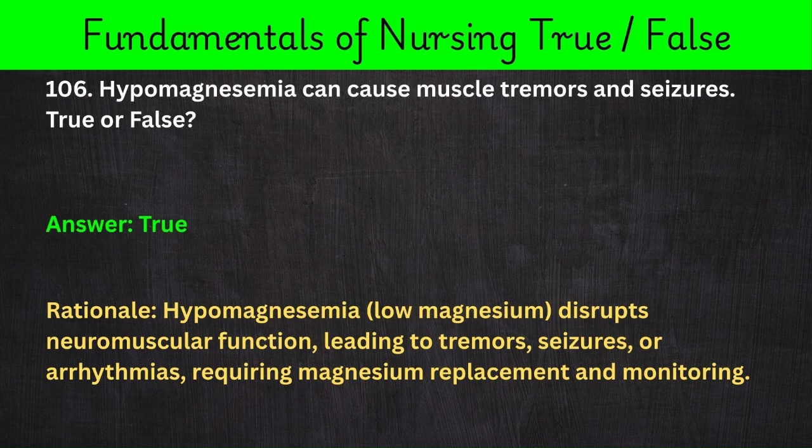106. Hypomagnesemia can cause muscle tremors and seizures. True or false? Answer: true. Rationale: Hypomagnesemia, low magnesium, disrupts neuromuscular function, leading to tremors, seizures, or arrhythmias, requiring magnesium replacement and monitoring.